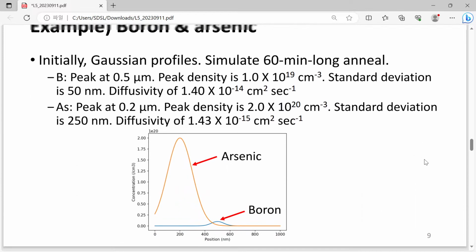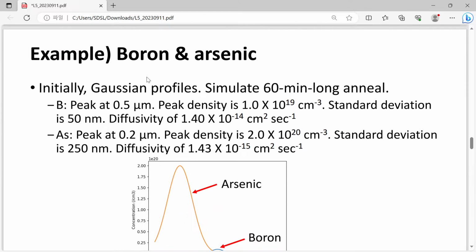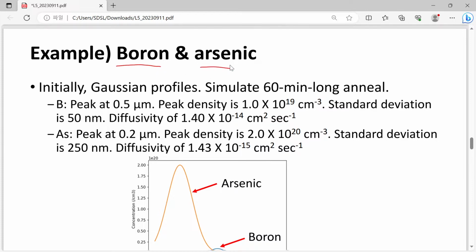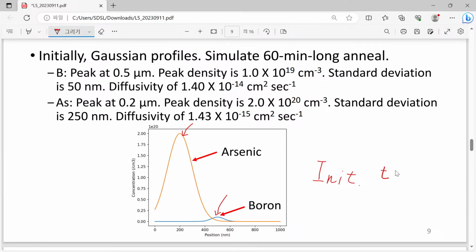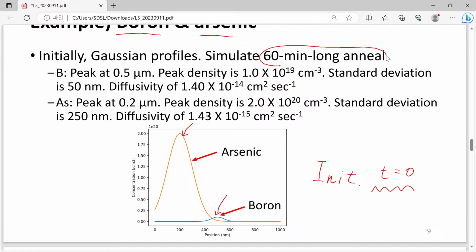But anyway, now you have another example. Now consider boron and arsenic dopant diffusion. Initially you have this kind of arsenic dopant profile, and this is the boron dopant profile. Please note that this is the initial one, I mean time equal to 0. And your goal is to calculate a 60-minute long anneal.